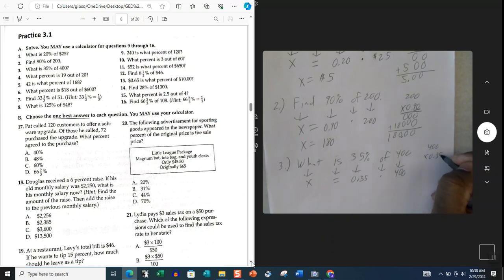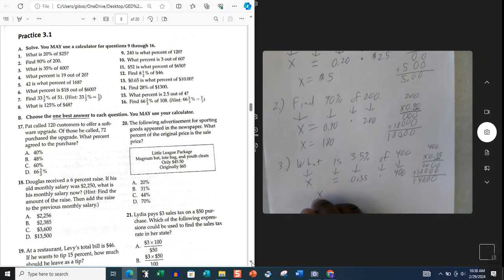So now we will have to multiply 400 times 0.35. So 5 times 0 is 0, 5 times 0 is 0, 5 times 4 is 20. We'll add our 0 here. 3 times 0 is 0, 3 times 0 is 0, 3 times 4 is 12. Now we add this 0, 0, 0, 4, 1. We add 2 digits behind the decimal, so it'll be 140. So X is equal to 140. Okay, now that took care of the first 3 problems.